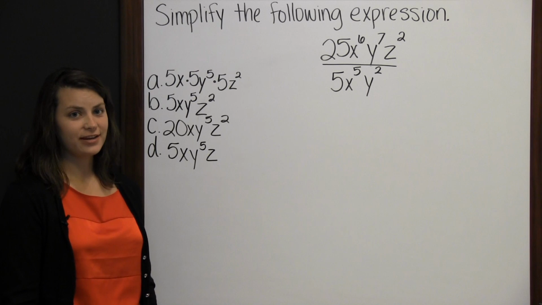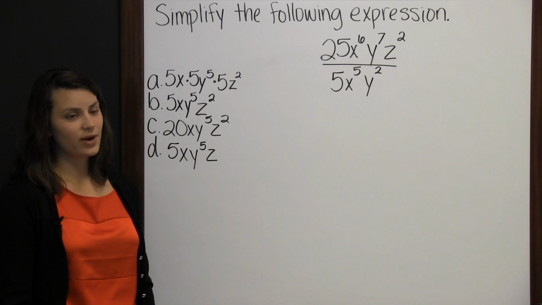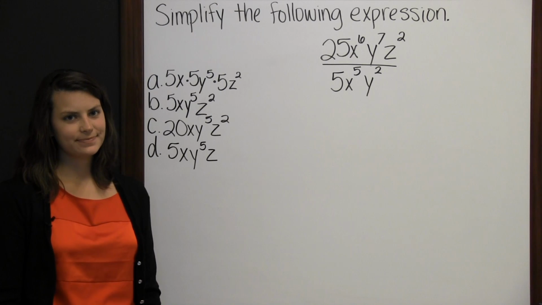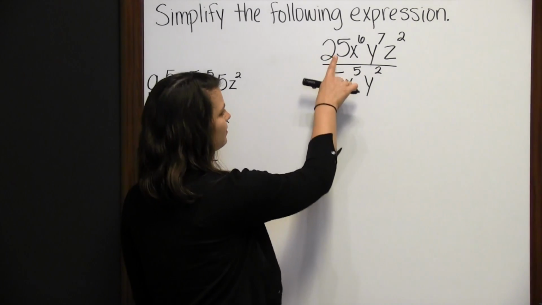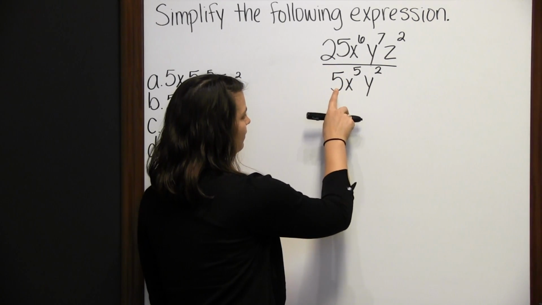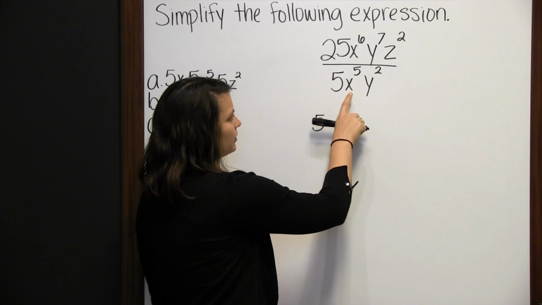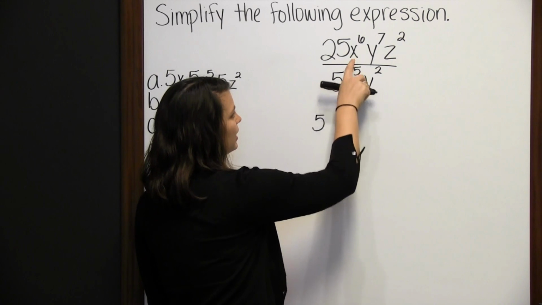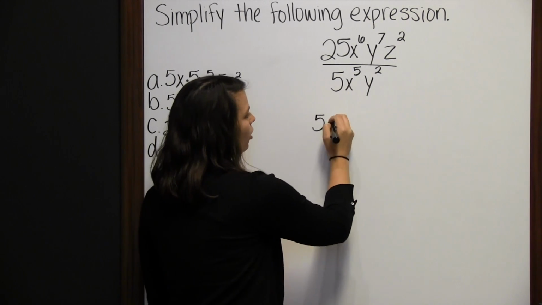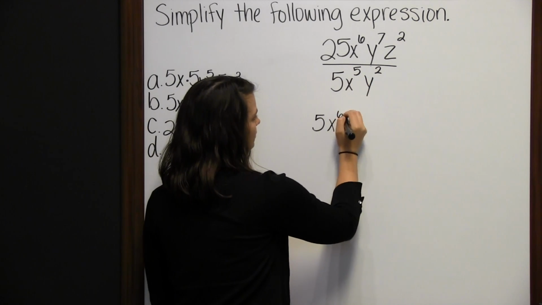Simplify the following expression. 25x to the 6th, y to the 7th, z squared, divided by 5x to the 5th, y squared. I'm going to start by simplifying 25 fifths. 25 divided by 5 is 5. When you divide and you have the same bases, like x to the 6th and x to the 5th, then all we have to do is subtract the exponent. So it's 6 minus 5.